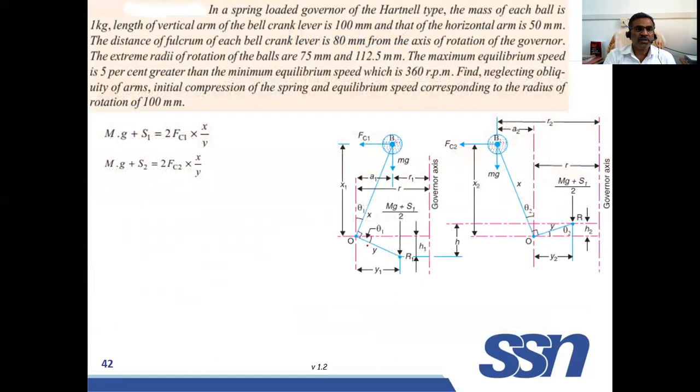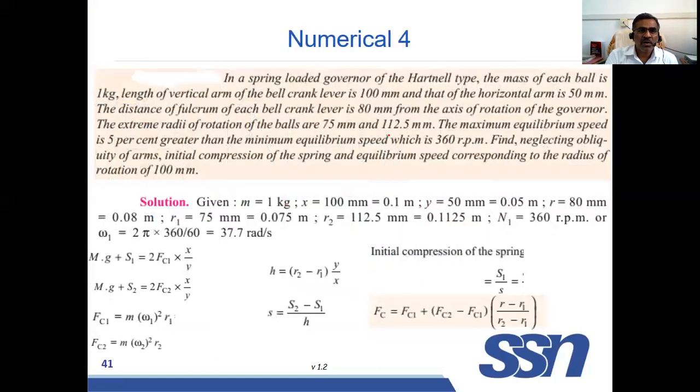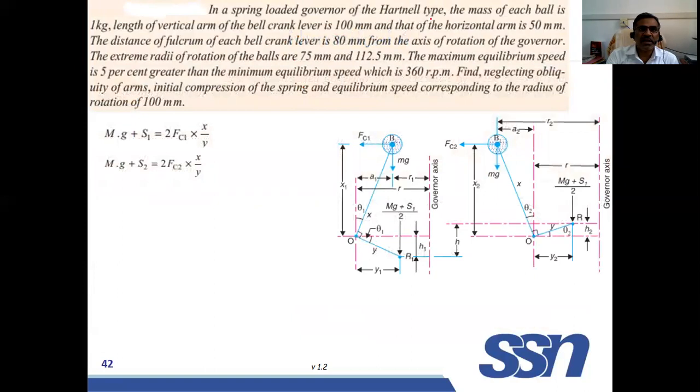Right? So now, in a spring-loaded Hartnell governor, the mass of each ball is 1 kg. The length of the vertical arm of the bell crank lever is 100 millimeter. So here we have a bell crank lever, and this is the vertical arm. We have taken this as x. X is equal to 100 millimeter.